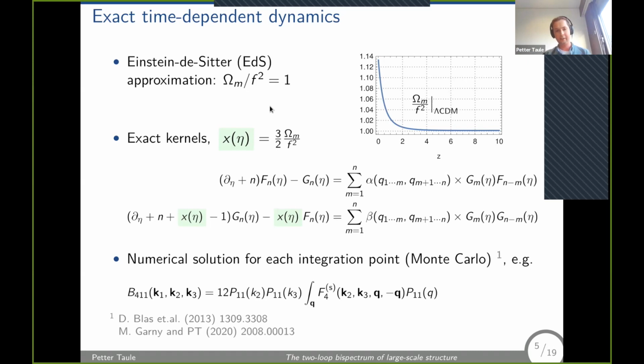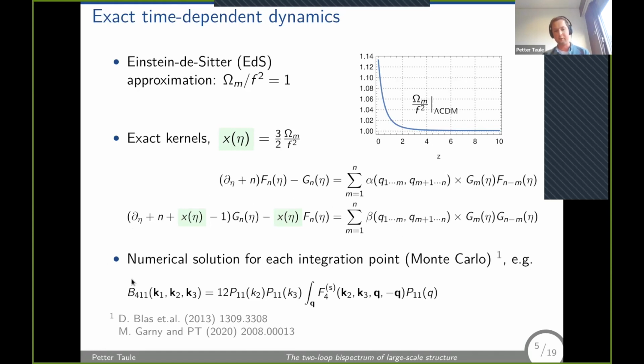So we compute kernels with time-dependent kernels, taking the exact ratio into account. Here I'm writing down the equation of motion for the FNG kernels now with some time dependence, entering here this x, which would now be time dependent. And I think it's possible to solve this analytically up to at least third order, maybe fourth order, I don't remember, but we solve this numerically.